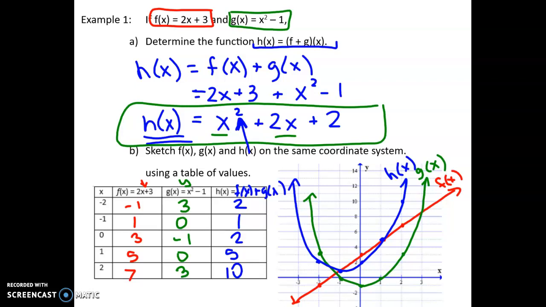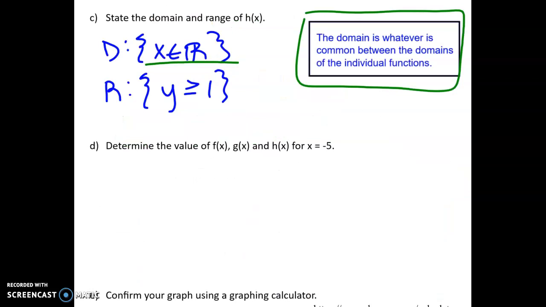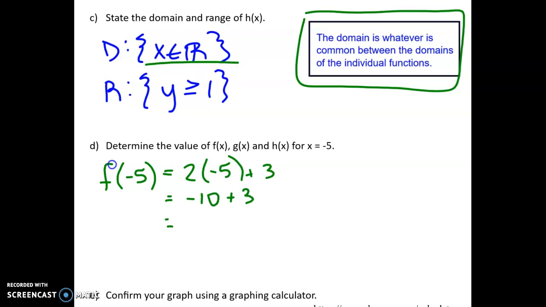So again, your new domain, when you add two functions together, is whatever is common between your original domains. So if we're looking for the value of f of x when x is -5, we write that as f of -5. That's how we write this properly, because that means the -5 is going into the x spot. So we'd say that this is then 2 times -5 plus 3. So 2 times -5 is -10 plus 3. So f of -5, we should have got -7.